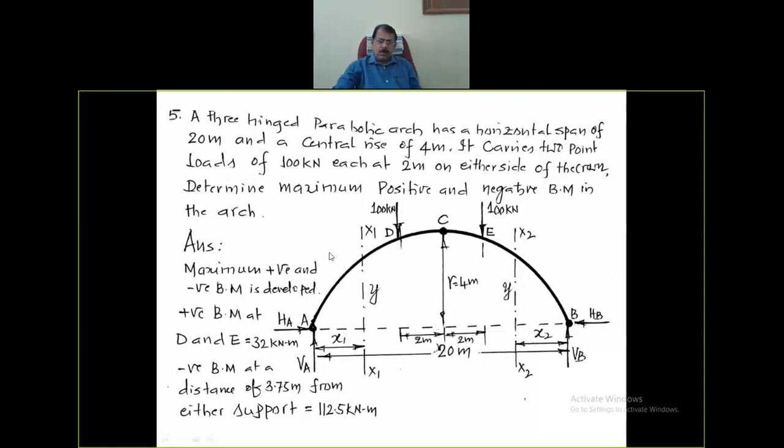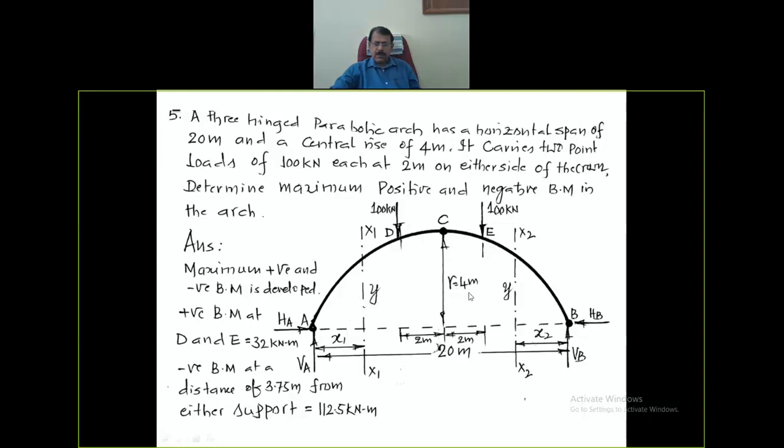So now draw a figure of the 3-hinged arch as shown. Span of the arch is 20 meter. Again, as usual, it consists of 3 hinges, hinge at A, hinge at B and hinge at the point C. This arch is subjected to 2 point loads, that is 100 kilonewton each. That load is at a distance of 2 meter from C. C to D distance is 2 meter. Similarly, C to E distance is 2 meter.